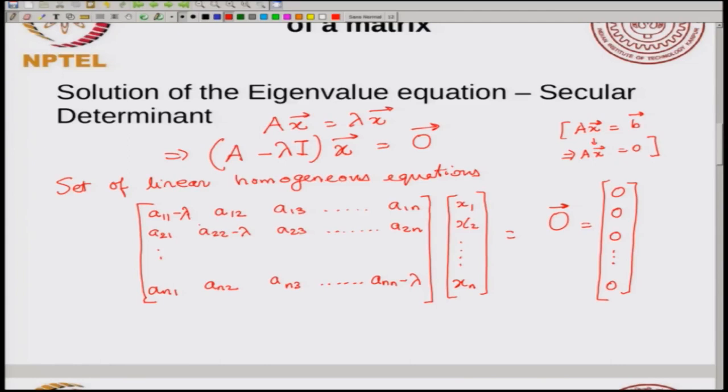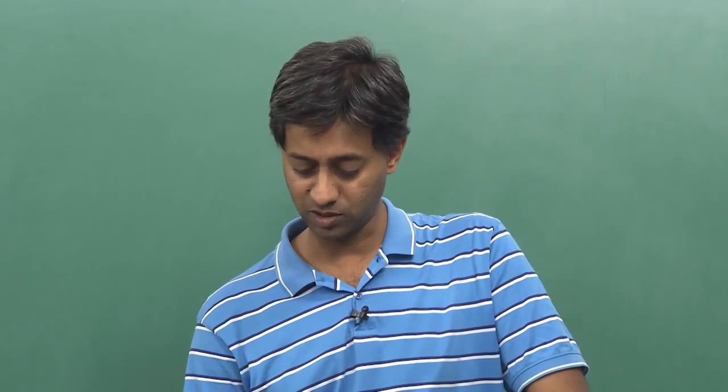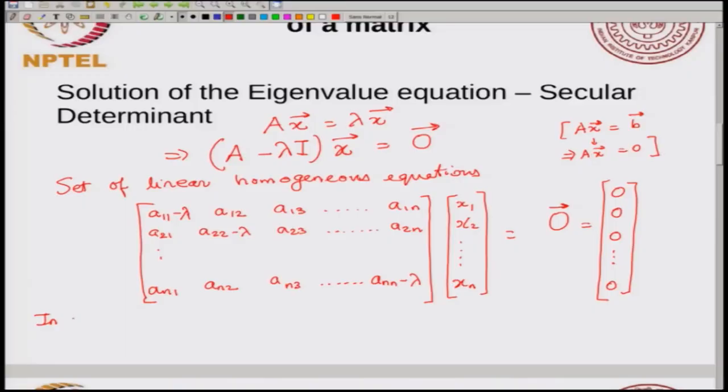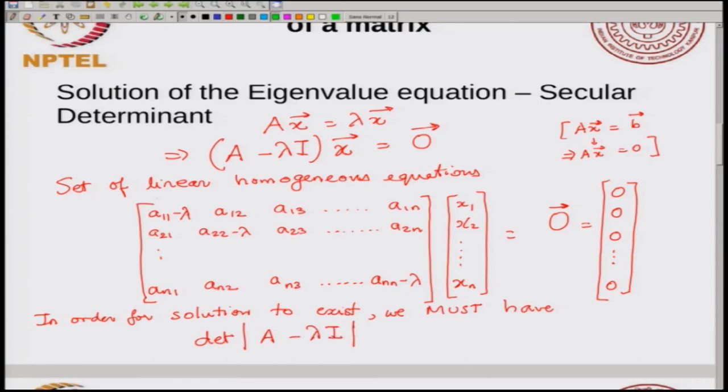Okay. Now, the nice thing about this is that it is a set of homogeneous equations. Now, in order for them to be consistent, in order for a solution to exist, we must have the determinant of this matrix, that is the determinant of A minus lambda I, that is actually this whole matrix, equal to 0. Only if the determinant of this matrix is equal to 0 can we have solutions of this problem.